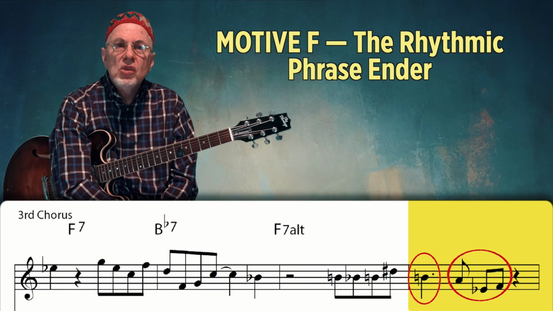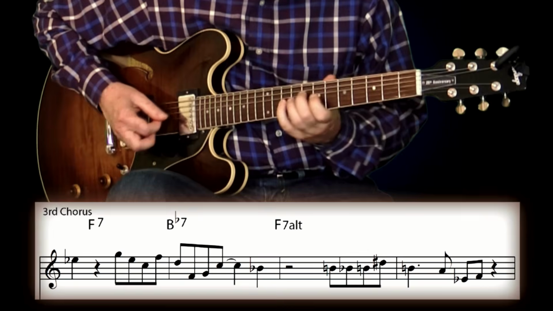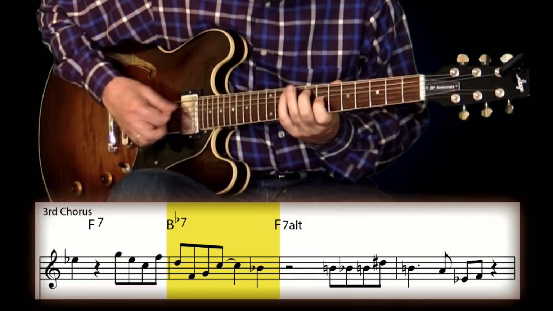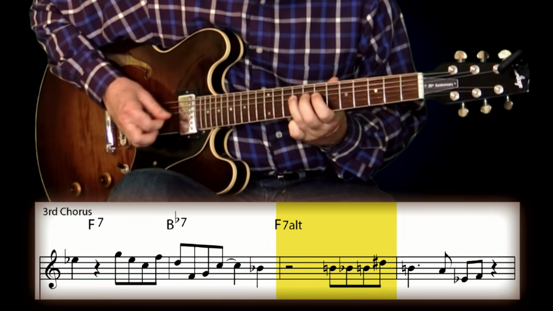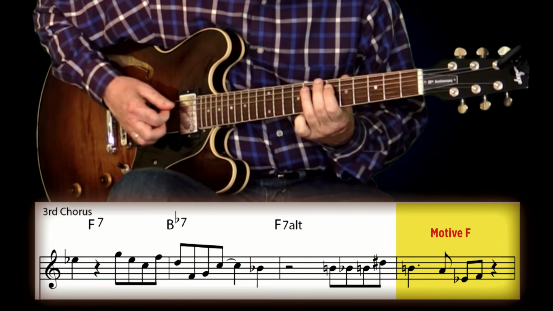Here it is on measure 28. Listen. Now let's listen to Train's rhythmic phrase ender again on measure 40. Also, be sure to notice the triad in second inversion again in the first measure.